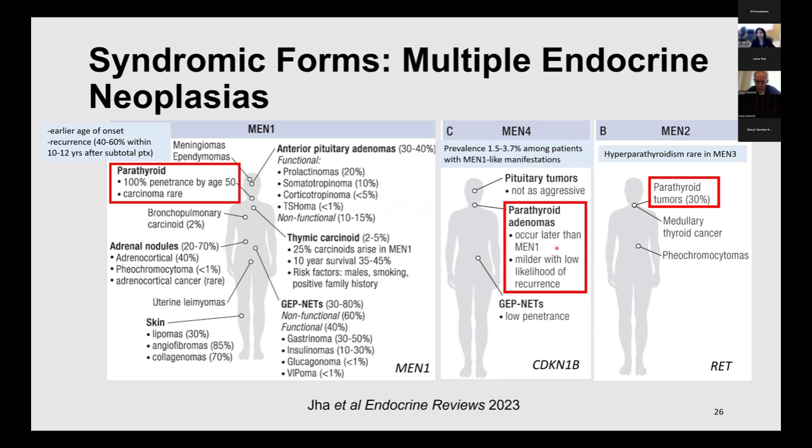So they occur later. They have a lower likelihood of recurrence.